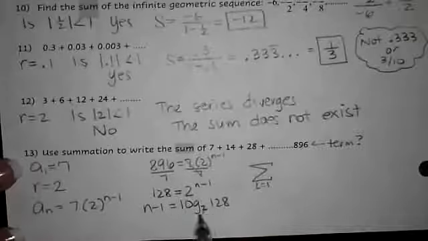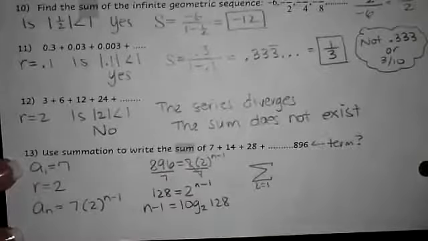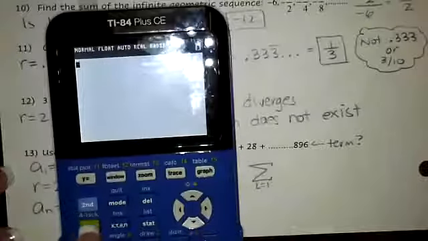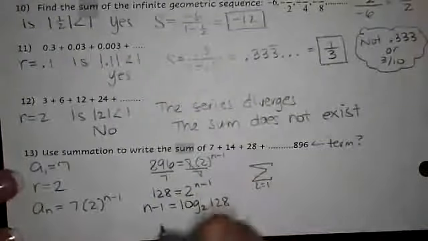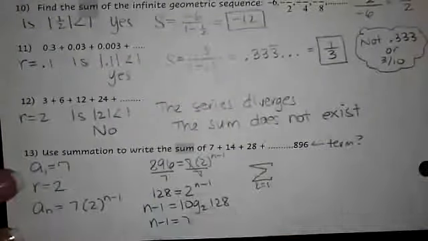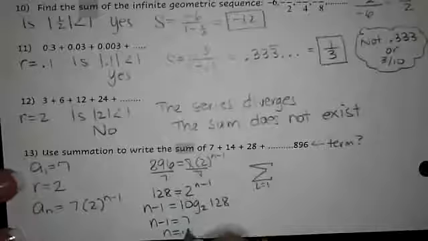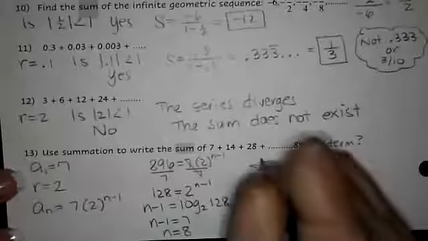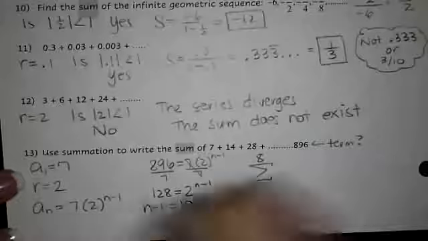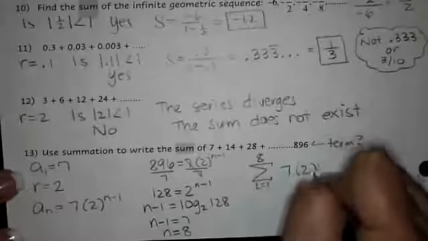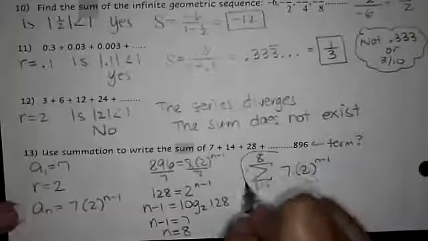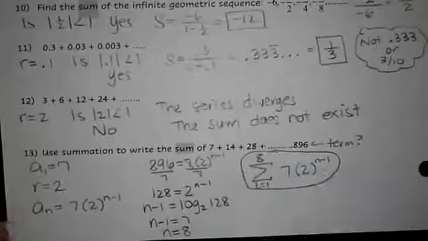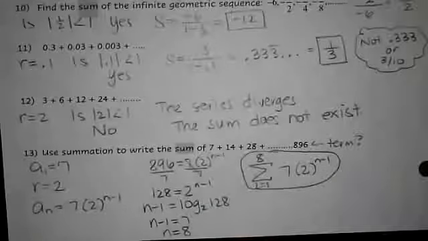This is something that you can plug into the calculator. When you get the log base, you plug in the 2 for the base and the 128 for the argument, and we get 7. So n minus 1 is equal to 7. I add the 1, and I get 8. So 8 would be my final value here. We want the 8th partial sum. So there is my formula for the sum of this sequence.